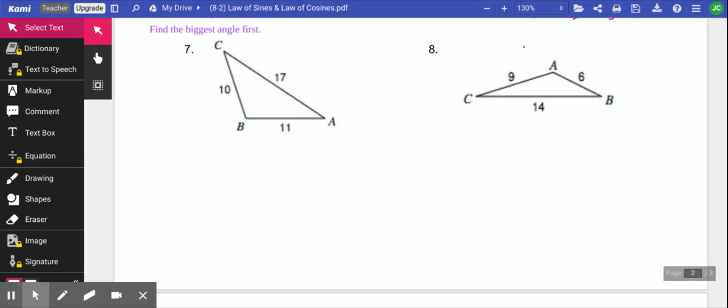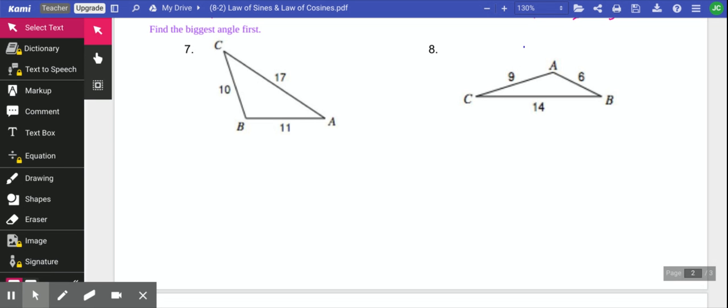For number 7, we're going to take a look at it and see that we can't use the law of sines because we don't have an angle and a side pair that we know. We don't know any of the angles. So we are going to use law of cosines for this, but it's different than the last two that we just did.